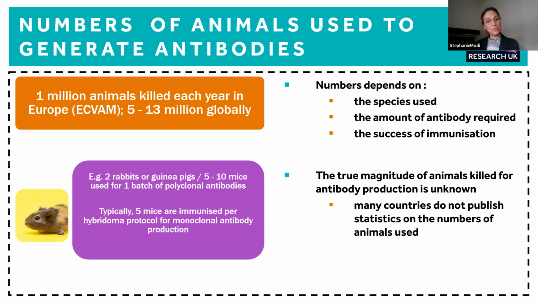To give you a rough guide, in terms of the production of polyclonal antibodies, around 2 rabbits are used, or 5 to 10 mice for just one batch. And for monoclonal antibody production, typically 5 mice are immunized per hybridoma protocol. So a big impact on animals.